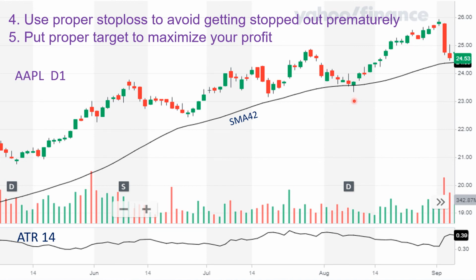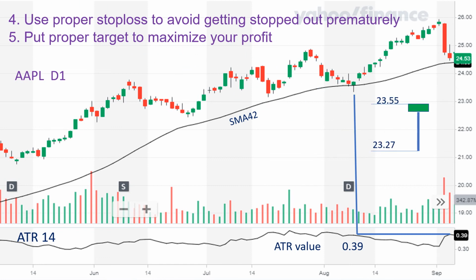Now we have to calculate the stop loss. In order to calculate the stop loss, we have to calculate the ATR value. So we put one ATR value below the support. Now, in order to calculate the ATR, we have to put a vertical line all the way here to hit the ATR curve, and then we can read the value from the chart. So the value is 39 cents.